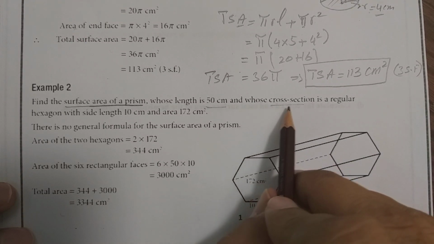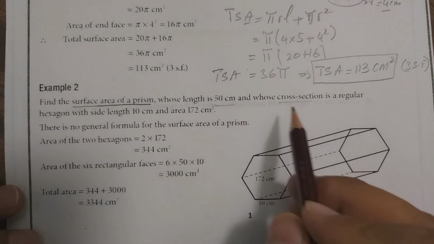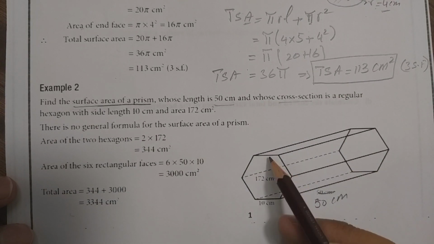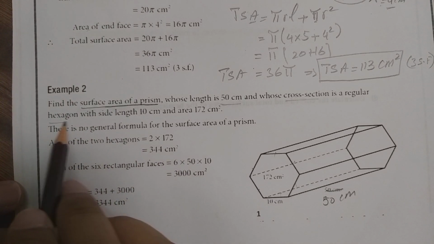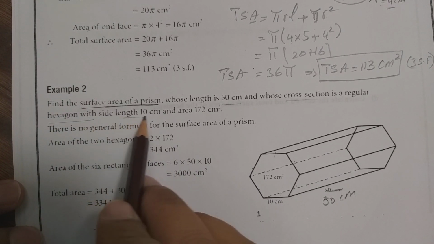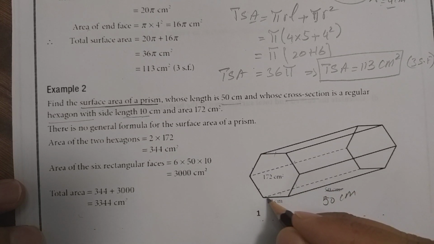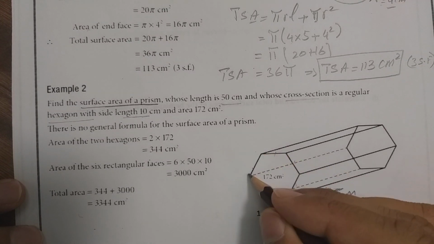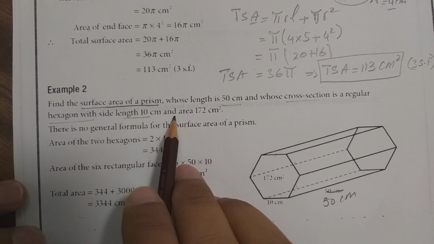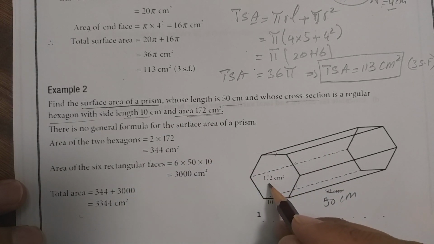So the area of cross section is a regular hexagon. All sides are equal. One side is 10 centimeter, this side is also 10 centimeter, this is also 10, 10 and 10. And we are given the area of that as 172.